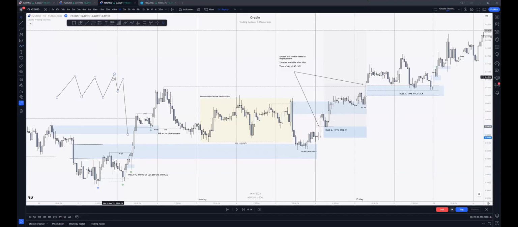Is this displacement? No, we didn't push above it, right? It just came above, fails to close, or if it does close, it immediately re-enters the range, versus something like this. Pushes out, continues to push out. Is this a sweep? Most likely not.